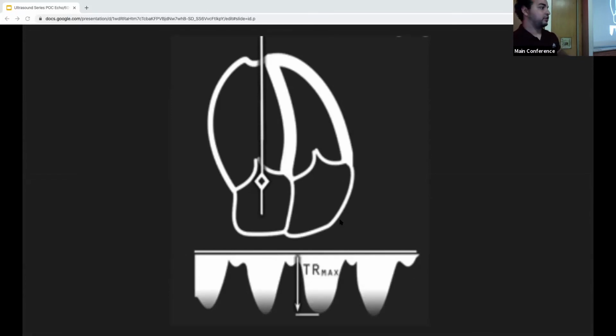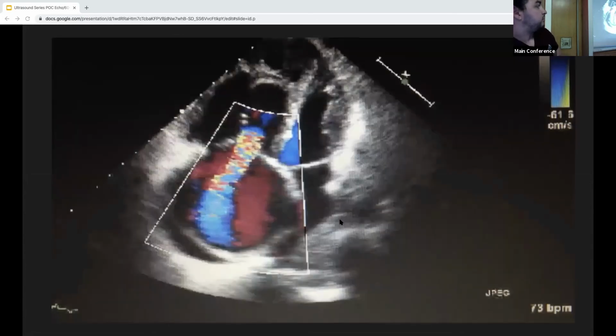I'll get back to the calculation, but you have to get your apical 4 chamber view. In order to get this calculation, you need to have tricuspid regurg. So you should always assess for tricuspid regurg first by putting color Doppler over the right side of the heart, and you need to see that jet. So this blue here is a tricuspid regurg. You see that jet coming back through the valve. You need to see this to do the measurement. So if you don't see that, you can stop right there. This measurement won't work for you.